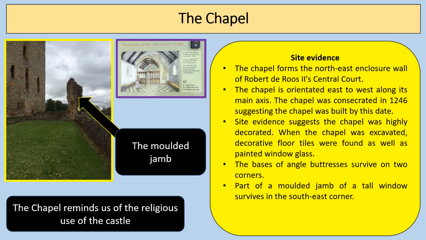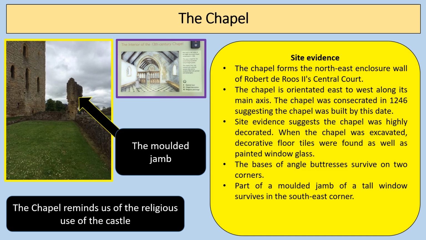Okay, so moving on to the chapel. So the chapel was consecrated in 1246 and it forms the northeast enclosure wall of Robert de Roos II's central court. The chapel is orientated east to west along its main axis, which is very common with churches. Consecrated in 1246, so it was built by that date.